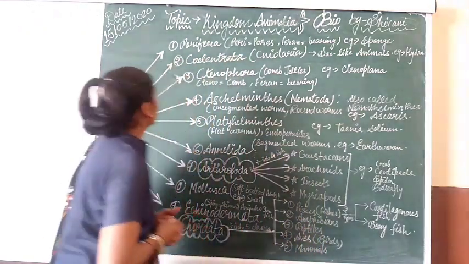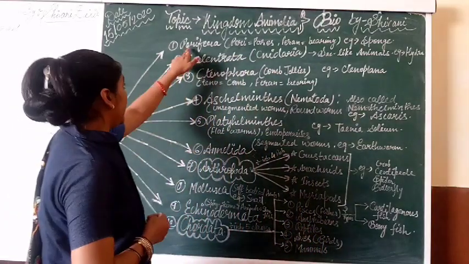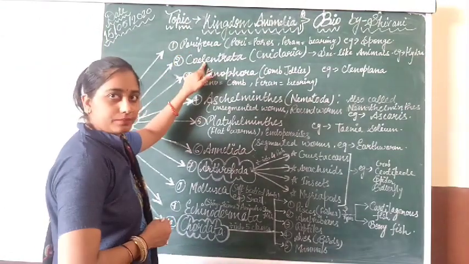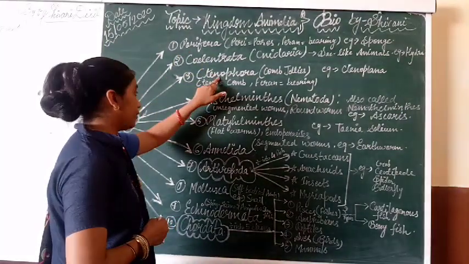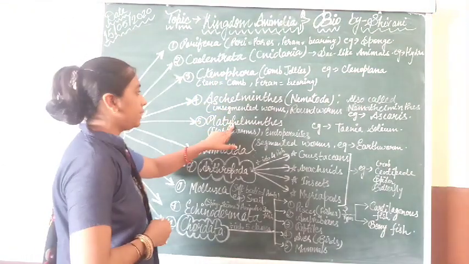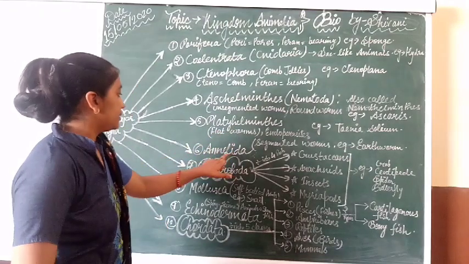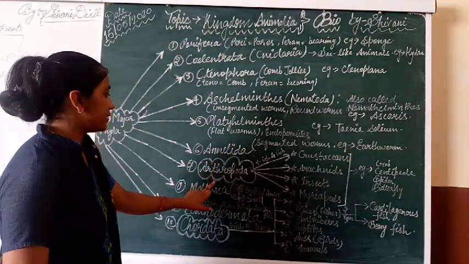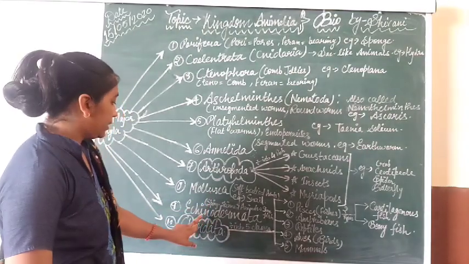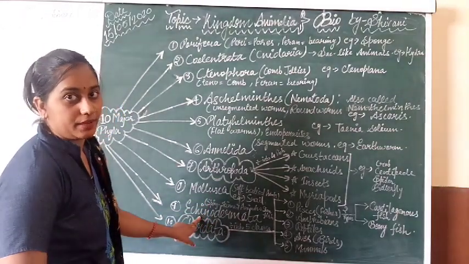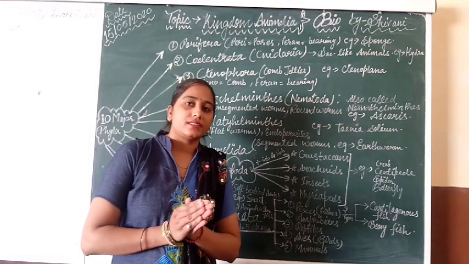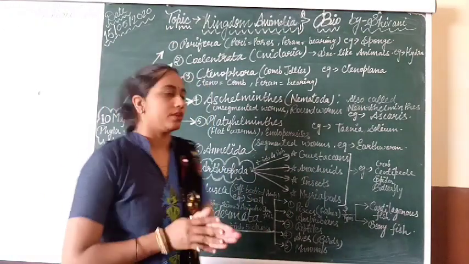So first phylum is Porifera, second is Coelenterata, third Ctenophora, fourth Aschelminthes, fifth Platyhelminthes, sixth Annelida, seventh Arthropoda, eighth Mollusca, ninth Echinodermata, and 10th Chordata. Let's understand its explanatory part.